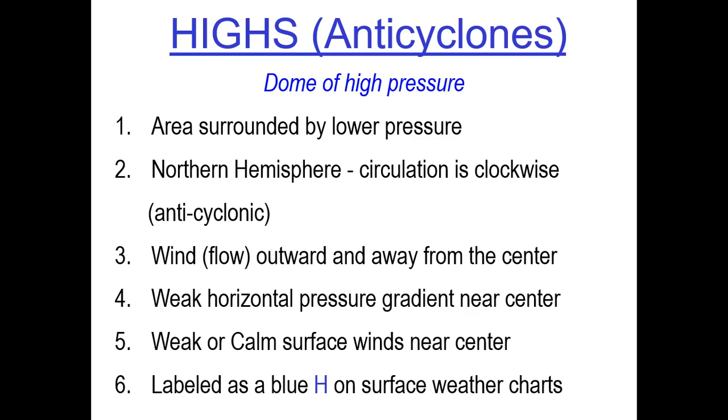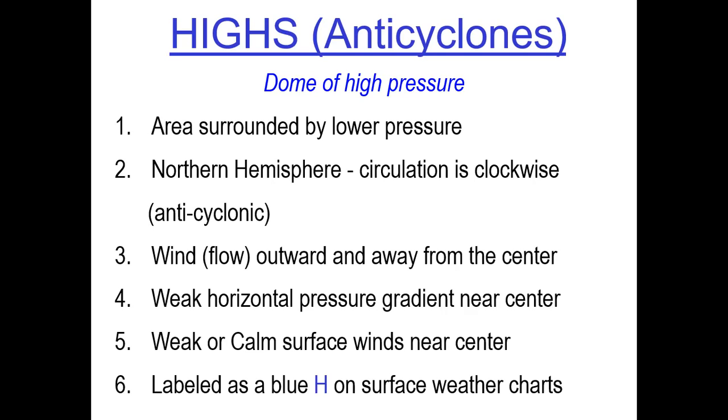Fourth, there's a weak horizontal pressure gradient near the center. So typically when a high pressure system moves overhead or gets relatively close to your area, you have a weak pressure gradient force, a weak pressure gradient in the horizontal. And that means the winds are going to be much less. So you'll have light to calm winds in a lot of cases when you're at the center of these high pressure systems. Fifth, the weaker, calm winds, like I just mentioned, tie in with number four, that weaker horizontal pressure gradient. And then finally, they're labeled as a blue H on surface weather charts.